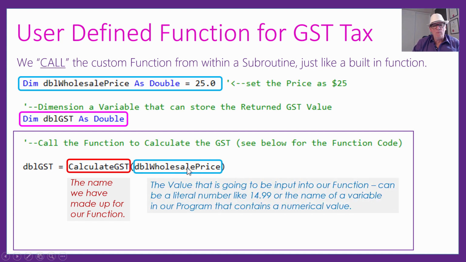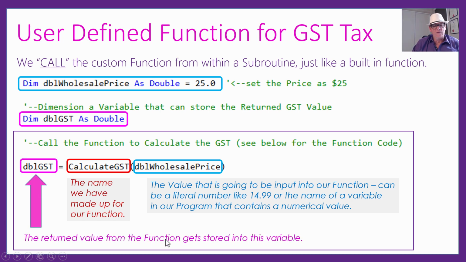In the brackets here, we put what is the program variable that we've already got in our program that we want to pass into that function as input. So the wholesale price is what we're putting in. You can also, as well as a variable name here, hard code a literal number like $14.99 and just put that in the brackets. It doesn't have to be a program variable name.